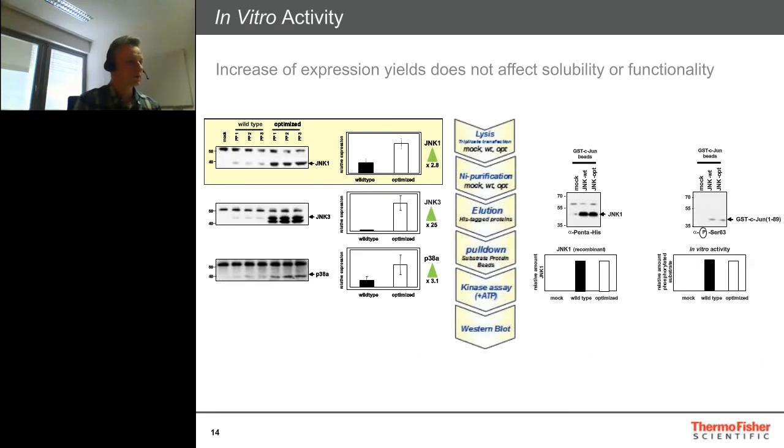Then some people are asking, well, your optimized genes, do they have the same activity or do they lose activity? We did several experiments to find a case where optimized genes have less activity, and we didn't succeed. So actually, this is one example where we tested the activity of Janus kinase.